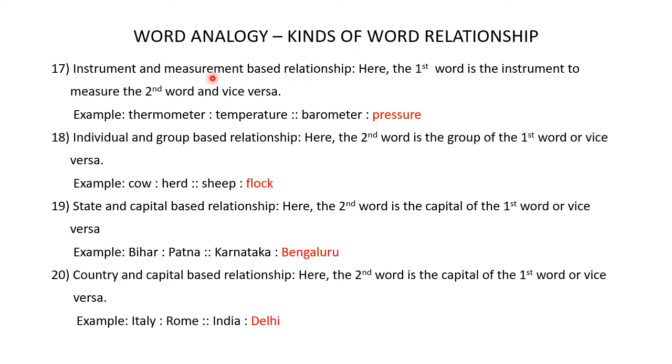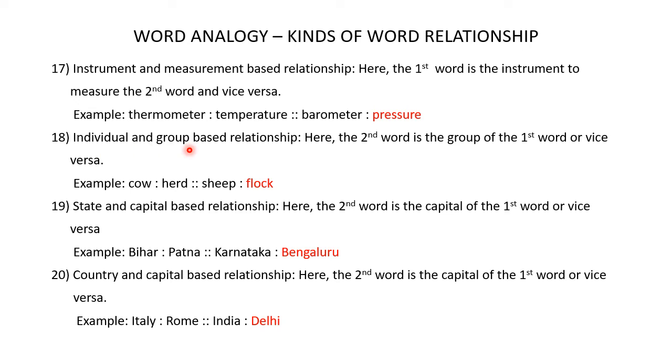Instrument and measurement based relationship. Here, the first word is the instrument to measure the second word, or vice versa. For example, a thermometer is used to measure temperature. Similarly, a barometer is used to measure pressure.